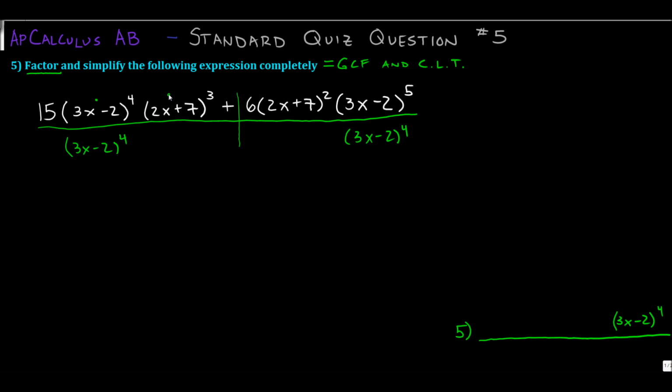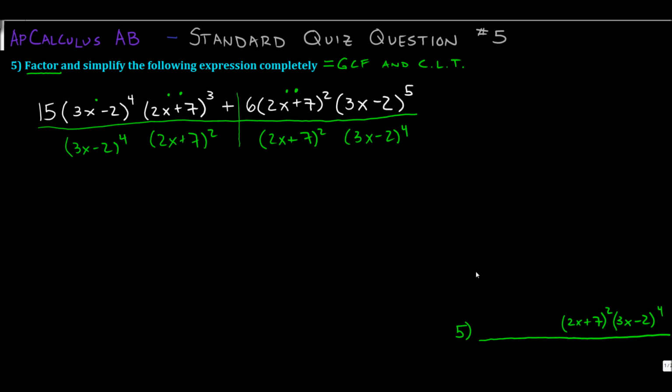Next, I'm going to do it with the second factor, 2x plus 7. What does that give me? Well, the smaller exponent is 2, so I'm going to factor out a GCF of 2x plus 7 to the second power. And of course I'm going to write it down here as well, 2x plus 7 to the second power.